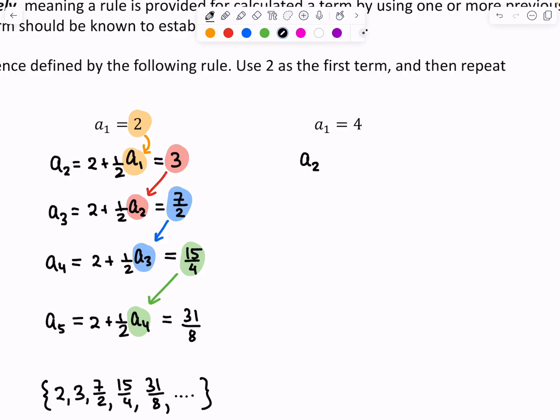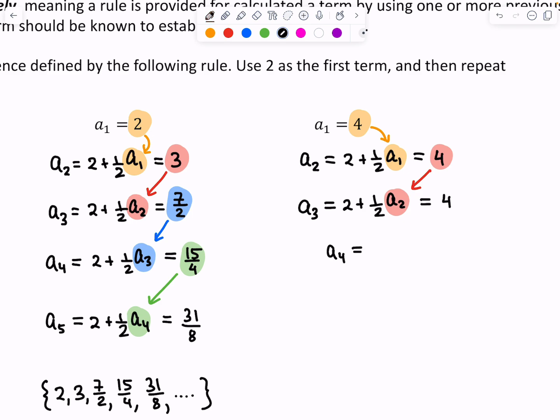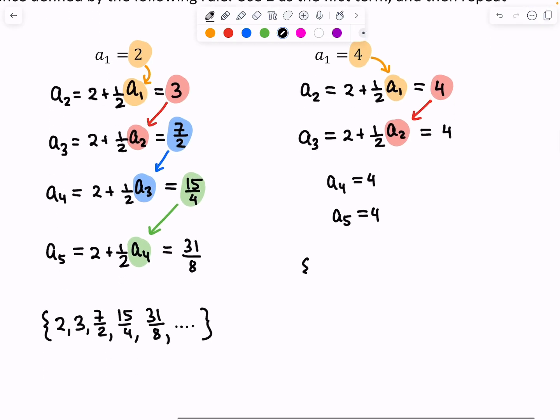Once again, according to our recursive definition, the second term will be equal to 2 plus 1 half of the first term. Substitute 4 in. Half of 4 is 2. Add to 2, we get 4 back. A sub 3 will be 2 plus 1 half of the second term. But once again, 4 gets plugged in for the second term, and that gives us a third term that's also 4. This will continue. The fourth term will still be 4. The fifth term will still be 4. And here we will have a sequence of all 4s forever.